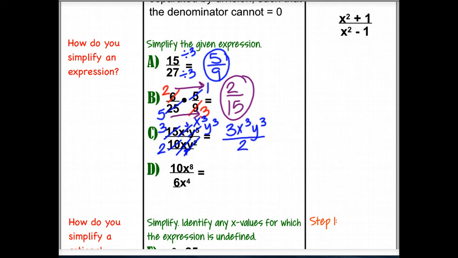In example D, I see that 10 and 6 are both divisible by 2. 10 divided by 2 is 5. 6 divided by 2 is 3. I can cancel 4 of these x's, which leaves me with x to the 4th up top, giving me 5x to the 4th over 3.